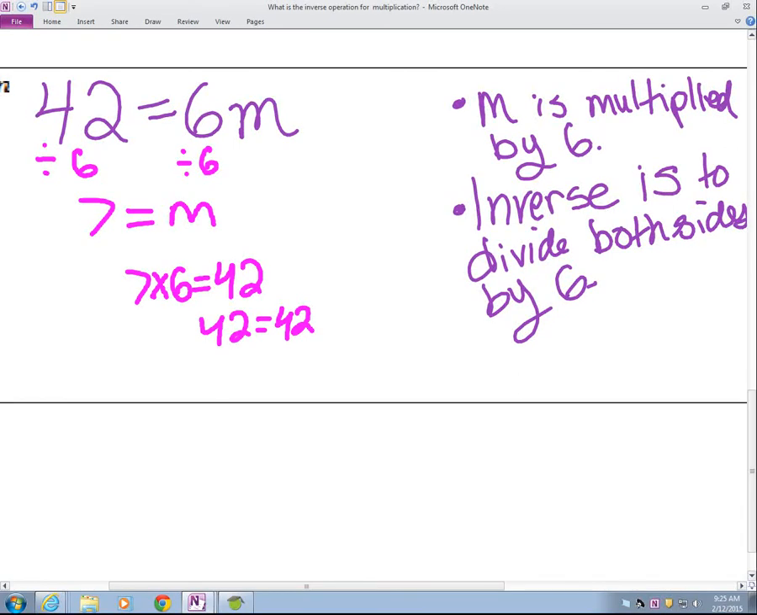Okay, so we have 7 times. Can you circle your answer, please? Wonderful. Remember, we circle our answer because there's a lot of stuff that we need to do, a lot of steps we need to follow. So we have 7, and 7 times 6 is 42, and 42 does equal 42. Well done.